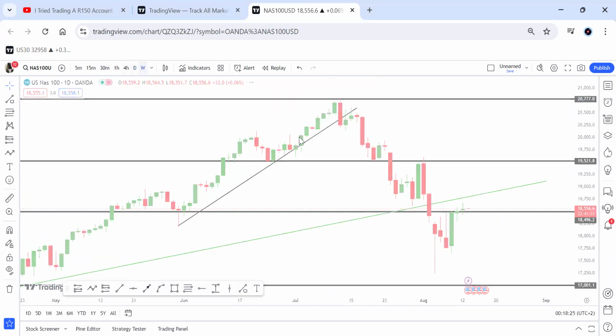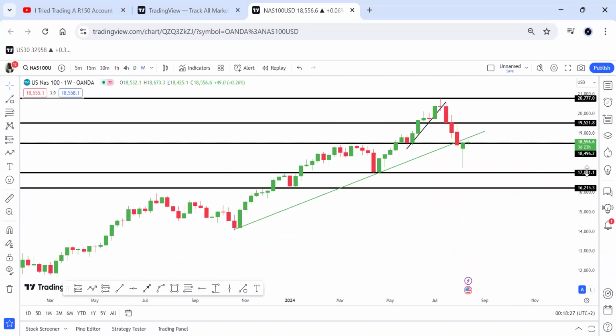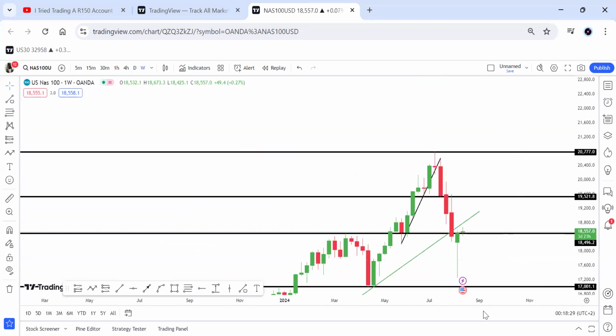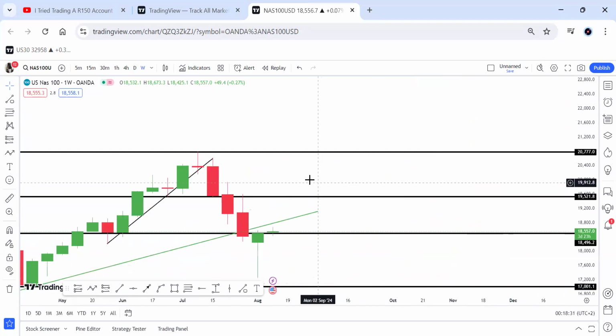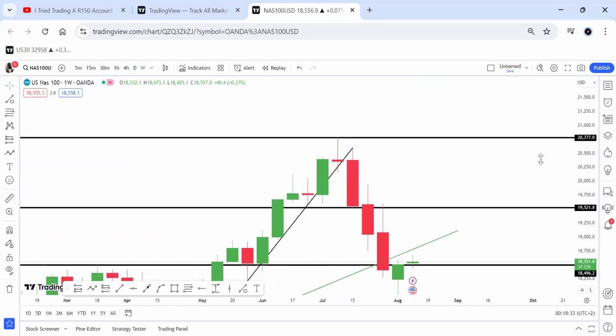You go back to the weekly. Going back to the weekly, what can you see? How did this thing close? How can we see the sell from this trend line? Basically, you can see that this weekly candlestick closed this way, guys. Look at that rejection right there.